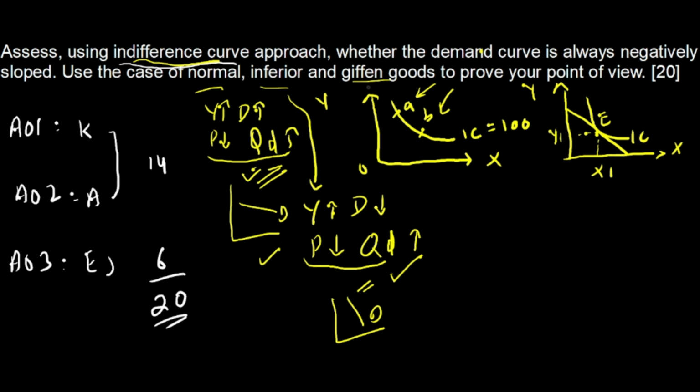And Giffen goods are the goods that are negatively related to income. If income increases, demand will fall substantially, and if price falls, quantity demanded will also decrease.